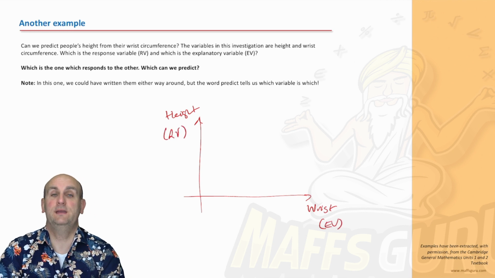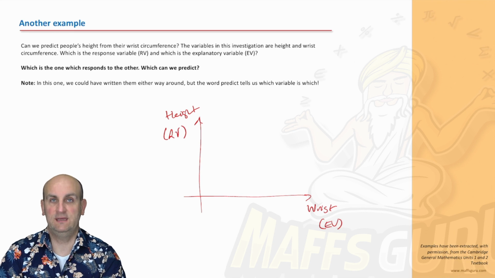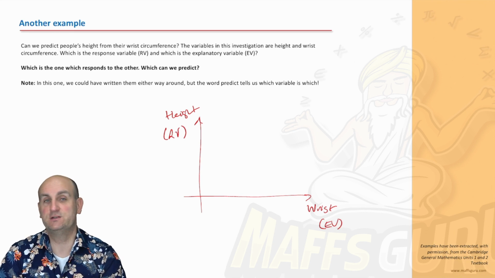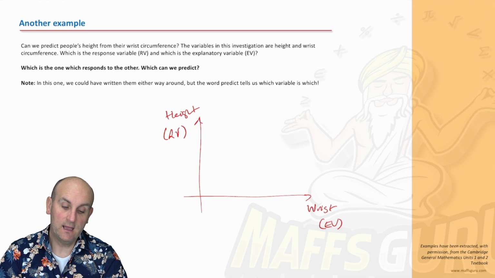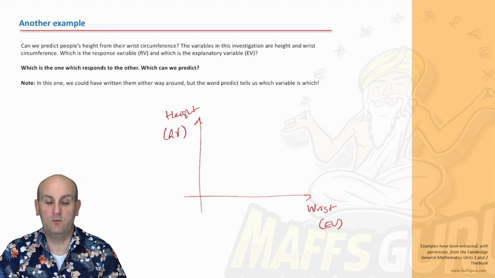In exams, you will be expected to write down what the EV and RVs are. Generally, it's the first question in many exams. And as I say, they could have written them either way, but the word predict tells you.